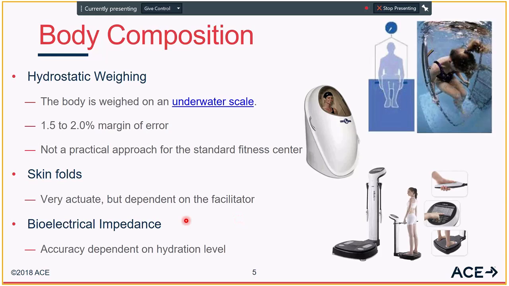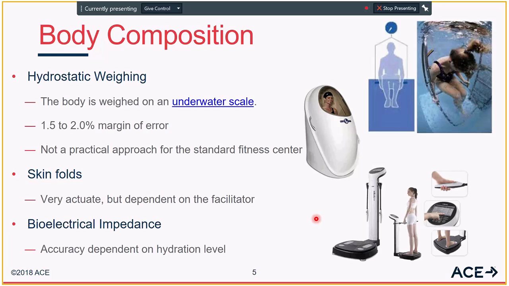What I prefer is bioelectrical impedance. You've probably seen smaller versions of this, but usually you have some sort of handheld device, and what happens is this machine will send a little current through your body, and it will measure the water content in your muscle and in your fat.